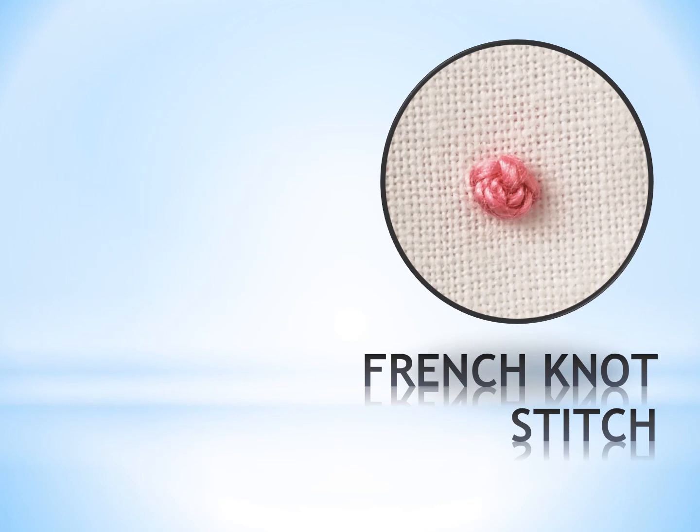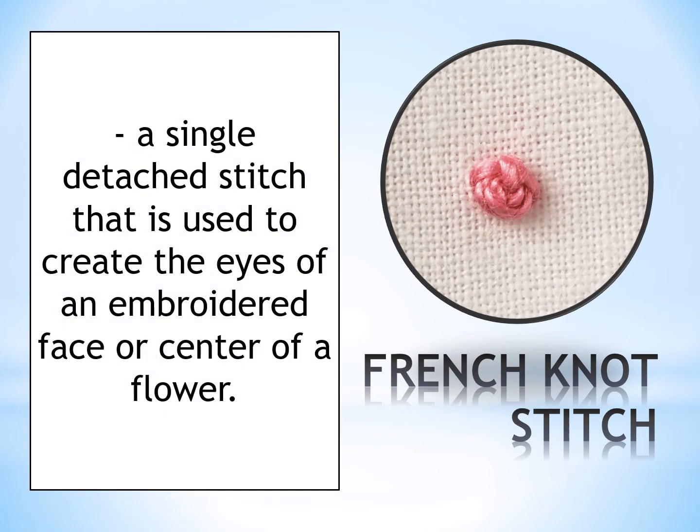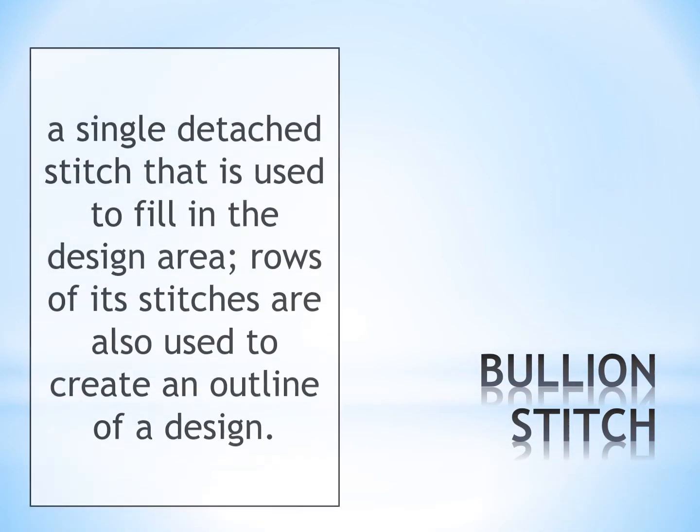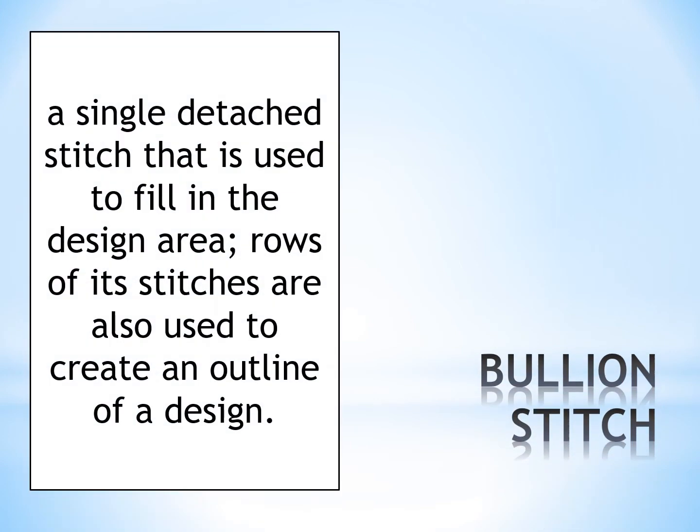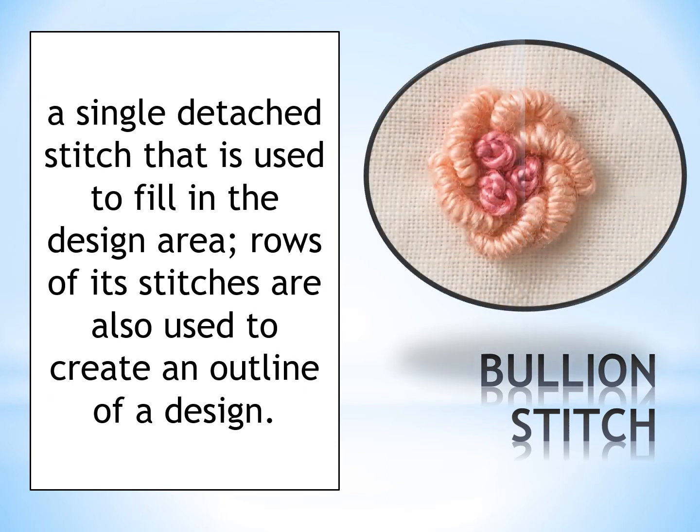French knot stitch. A single detached stitch that is used to create the eyes of an embroidered face or the center of a flower. Bullion stitch. A single detached stitch that is used to fill in the design area. Rows of these stitches are also used to create an outline of a design.